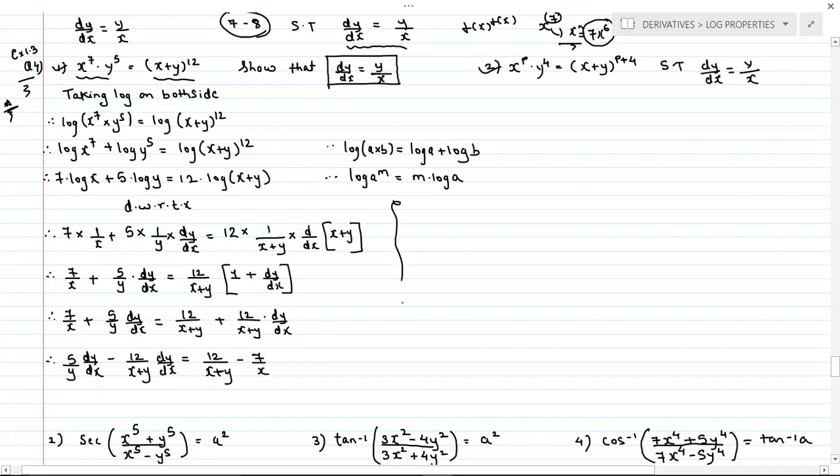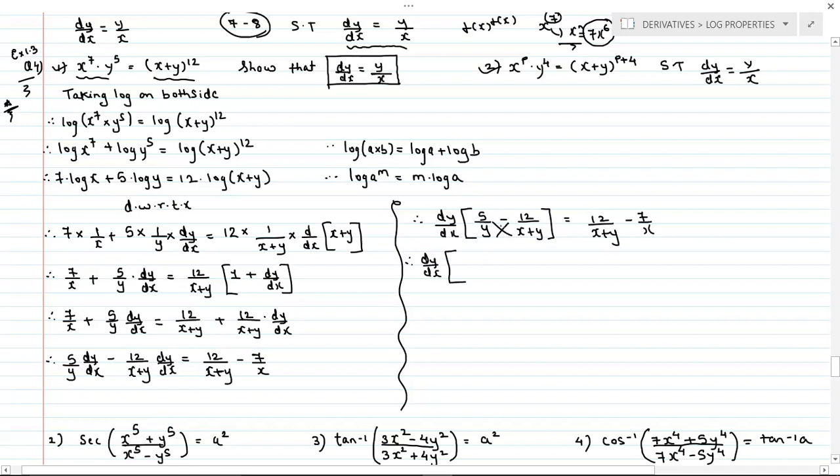Okay, so after this, clearly we can see that dy by dx is common on the left hand side. Yes or no? Dy by dx is common, so here we can take dy by dx common. Inside the bracket you will get 5 upon y minus 12 upon x plus y, equal to 12 upon x plus y minus 7 upon x. So after this, a basic algebraic cross multiplication.